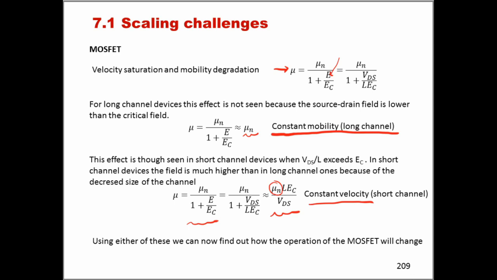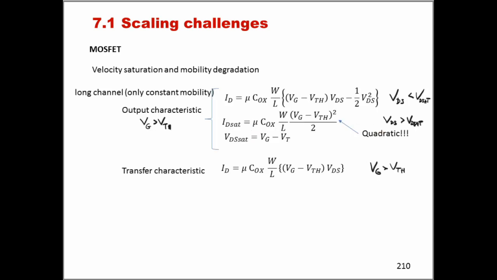So using this approach now, we will try to rewrite more clearly how the output and transfer characteristic of our transistor changes when we go from long channel to short channel. And this is what we do here. So let us first consider a long channel transistor and remind ourselves how we write down fully the characteristics of our device.